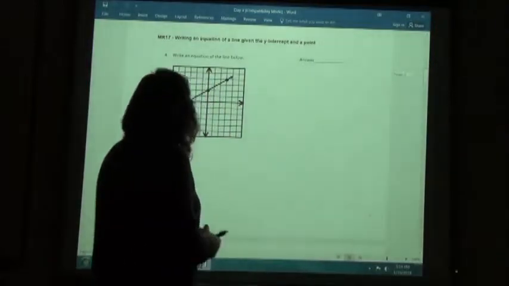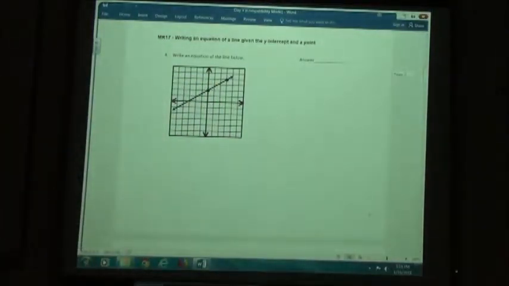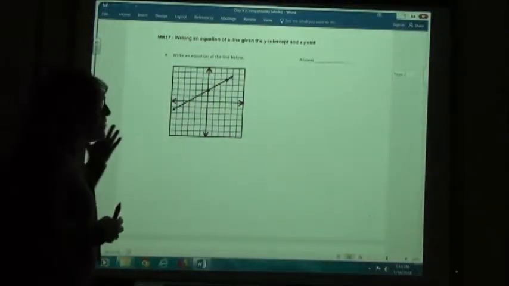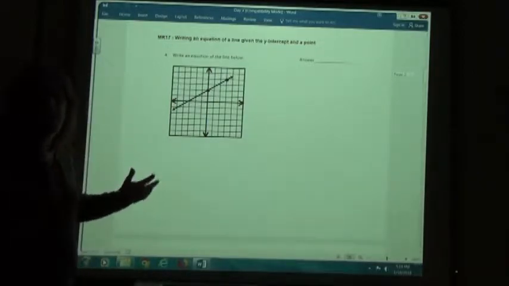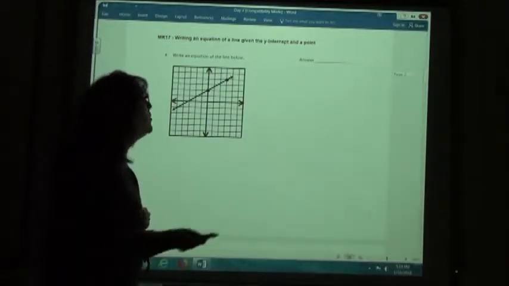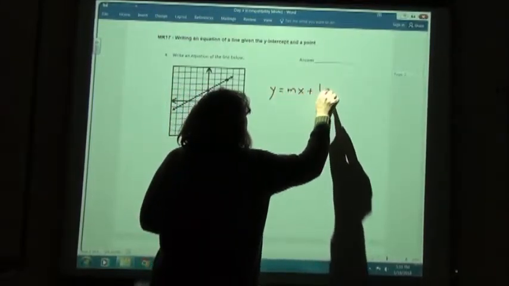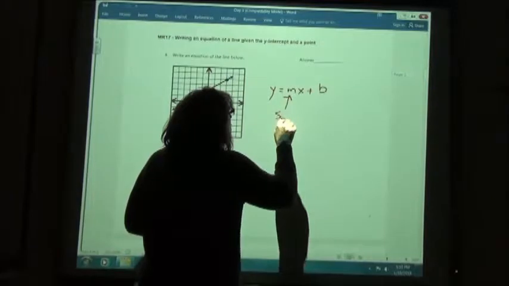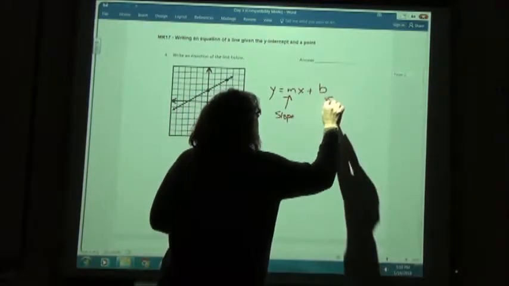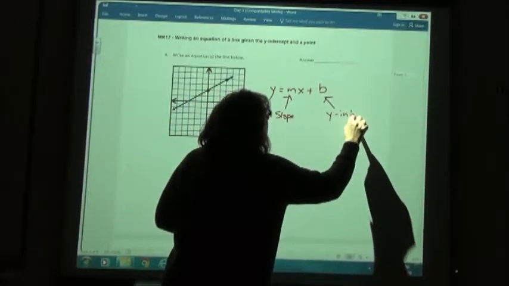All right, number 4, 5, and 6, we are going to write an equation of the line given the y-intercept and a point. Normally in algebra, when they tell you to write the equation of the line, they're going to have you do it in slope-intercept form: y equals mx plus b. My m is my slope. My b is my y-intercept.